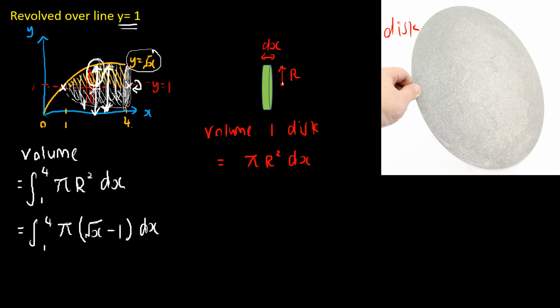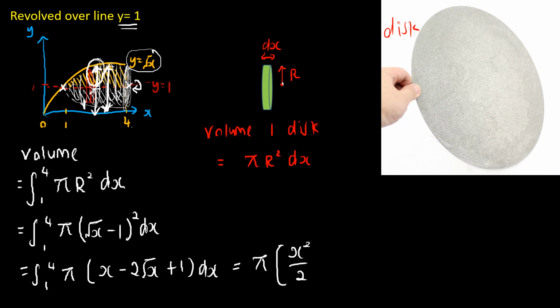Okay, and the rest is just about continuing the same integration calculation. So let us continue: integral from 1 to 4 of pi. This location you can actually expand. You are going to get x minus 2 square root x plus 1 dx. Upon doing the integration, you are going to get pi times x squared over 2 minus 2x to the power of 3 over 2 over 3 over 2 plus x, from the integration limit 1 to 4.